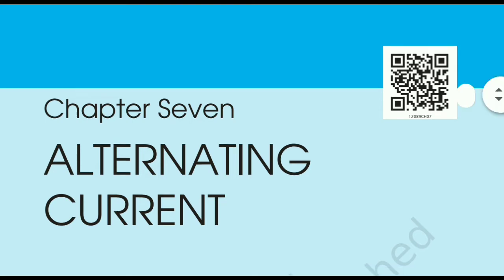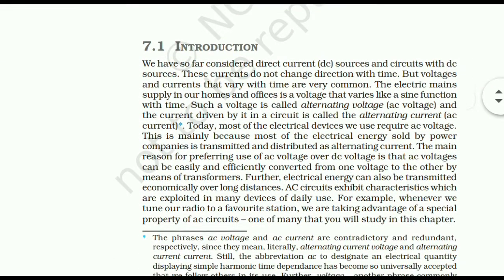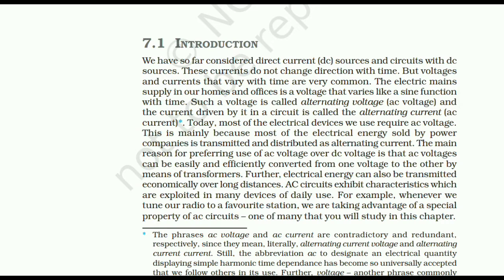Chapter 7, Alternating Current. 7.1 Introduction. We have so far considered direct current (DC) sources and circuits with DC sources. These currents do not change direction with time, but voltages and currents that vary with time are very common. The electric mains supply in our homes and offices is a voltage that varies with a sine function with time. Such a voltage is called alternating voltage or AC voltage, and the current driven by it in a circuit is called alternating current. Today, most electrical devices require AC voltage.